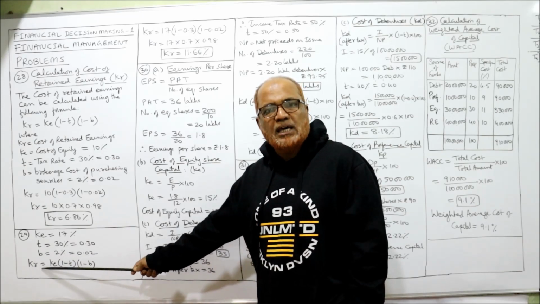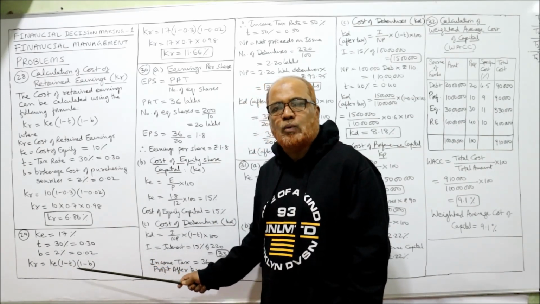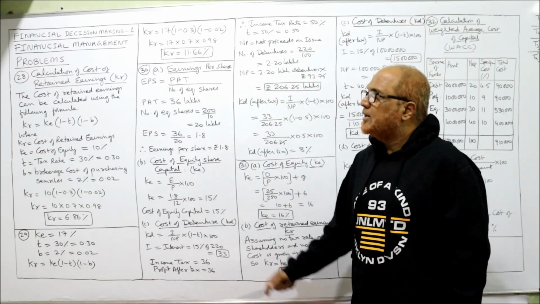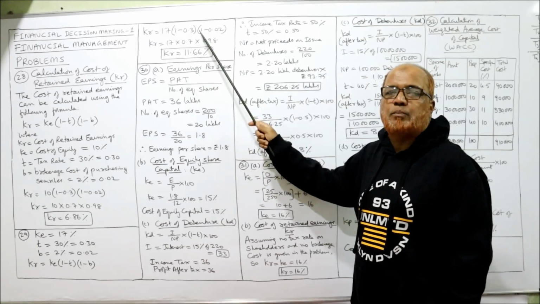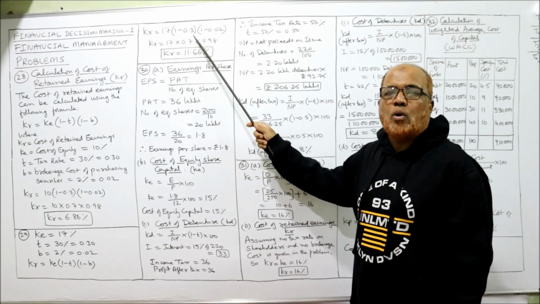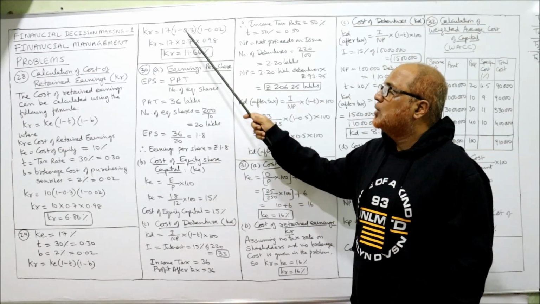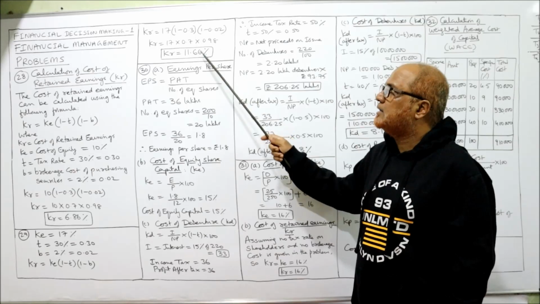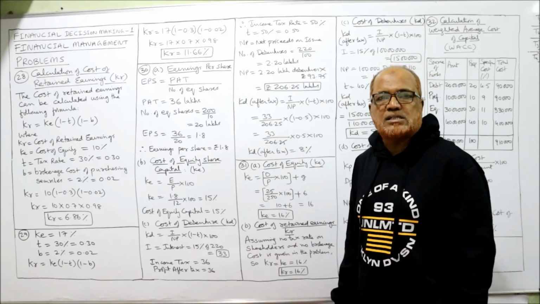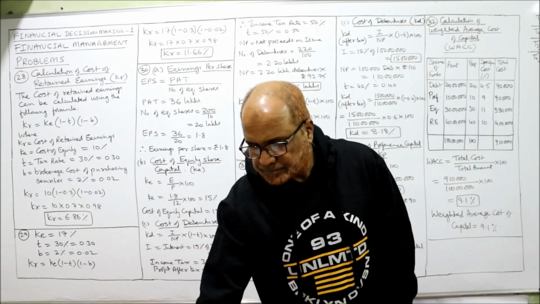Substitute the values. KR is equal to KE into 1 minus T into 1 minus B. So here KE is 17%. Tax rate 30%, 0.3, 1 minus 0.3. Brokerage 2%, 0.02, 1 minus 0.02. So 1 minus 0.3 is 0.7. 1 minus 0.02 is 0.98. 11.66. This is the cost of retained earnings.